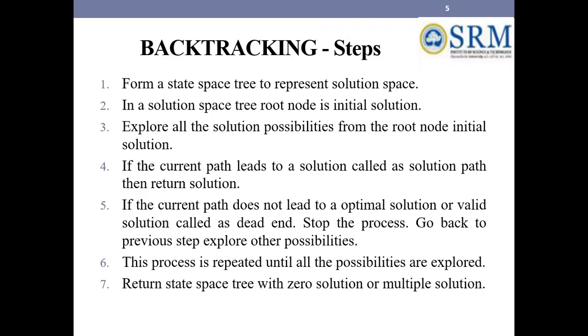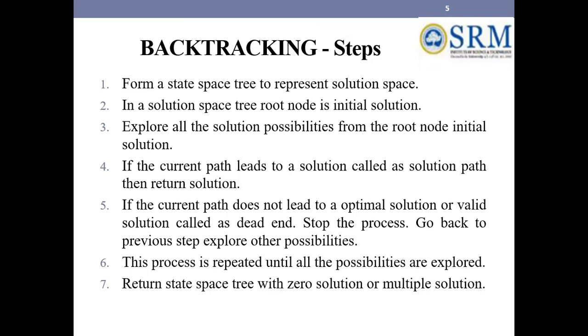Return the solution. If the current path does not lead to a solution, or an optimal solution, or a valid solution, it is called a dead end. So stop the process, go back to the previous possibility and find another option. This process is repeated until all possibilities are explored. So finally, return the state space tree with zero solutions, one solution or multiple solutions. So this is called backtracking.